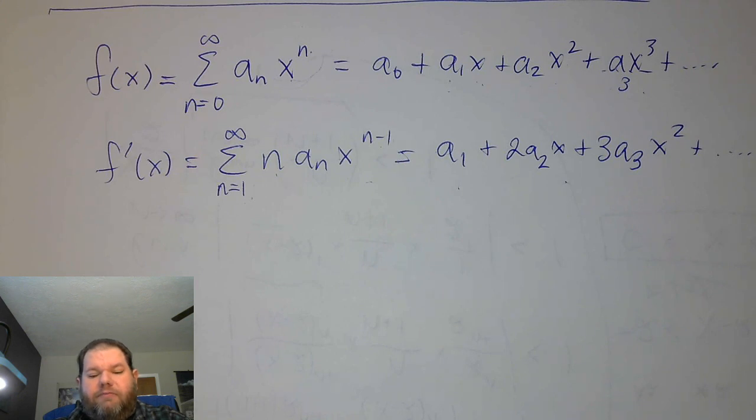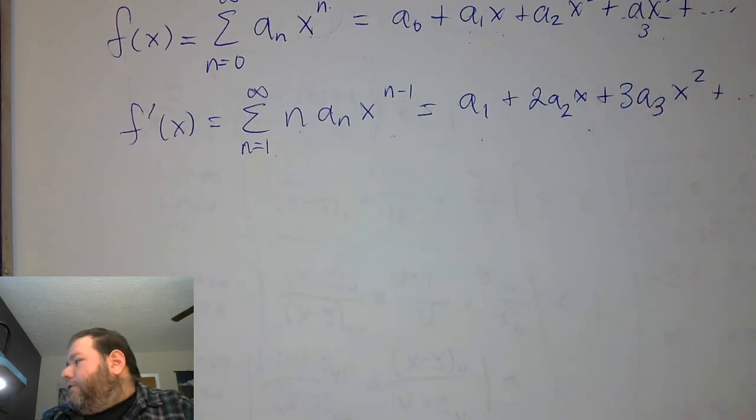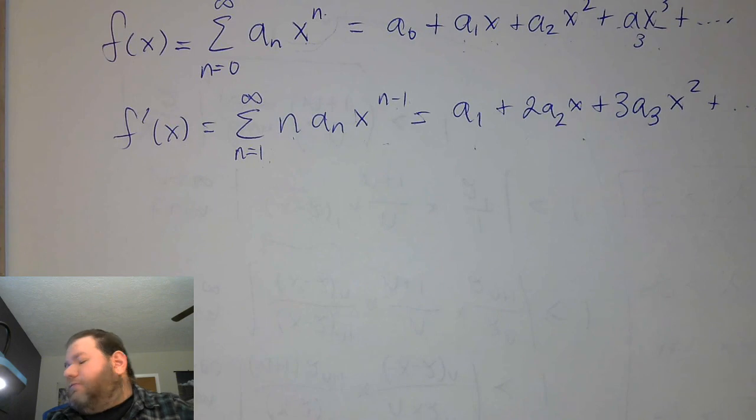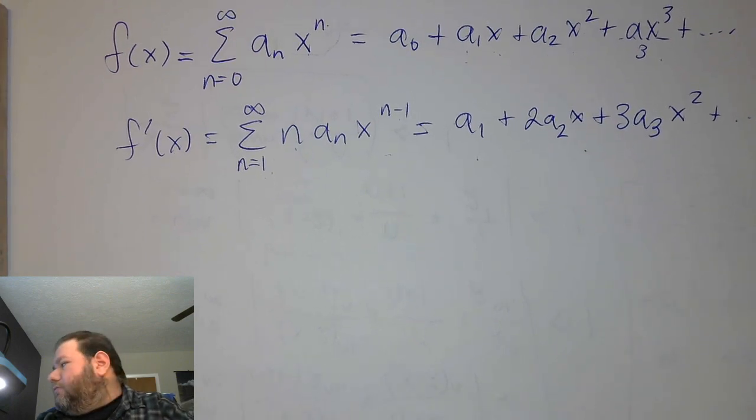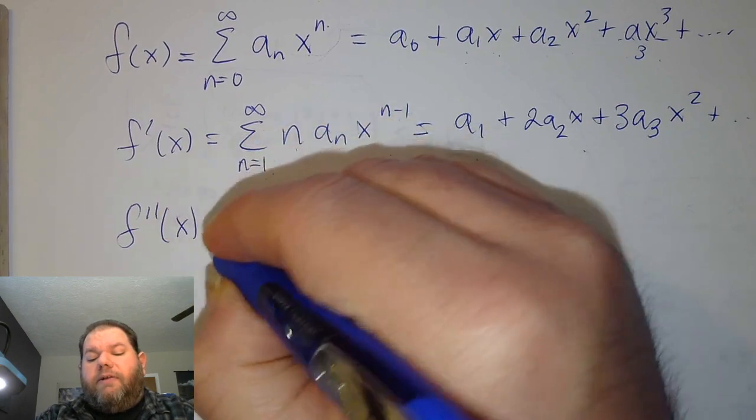That's essentially what's happening here. Okay. Let's take another derivative of this. We'll get the second derivative. So f double prime of x.